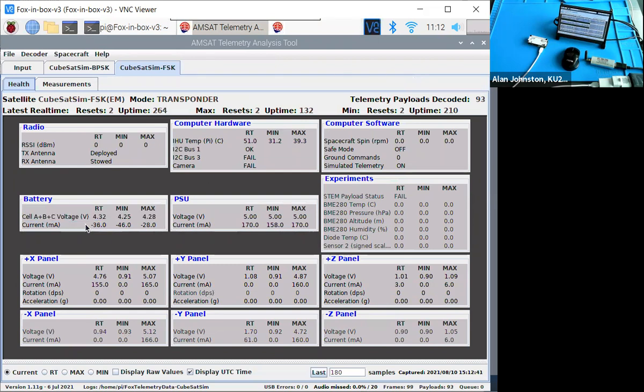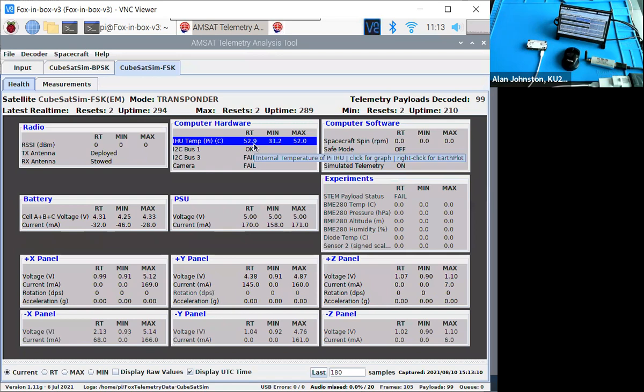So we've determined based on this that because the battery voltage is slowly rising and because the battery current is negative, that indicates that there is charging going on. So let's have a look at the computer hardware tab here. Let's have a look at the IHU temperature. IHU stands for Internal Housekeeping Unit. It's basically the term for the CPU of a CubeSat, and you can see that's 52 degrees.